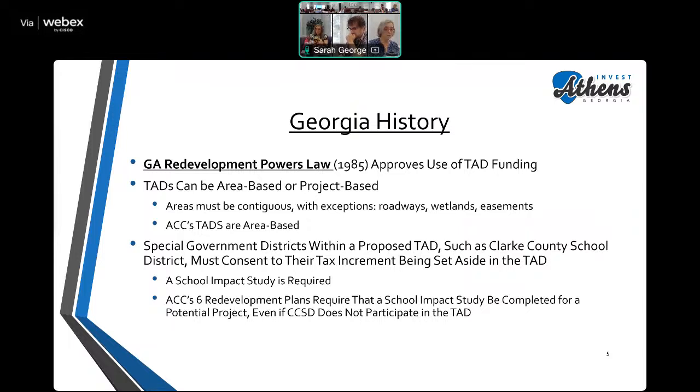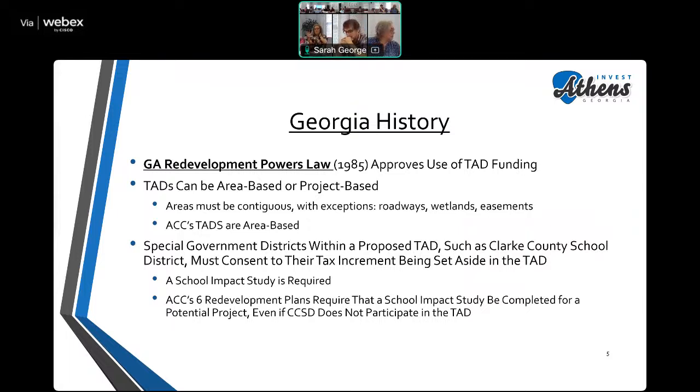The way the state code of Georgia reads related to the Georgia Redevelopment Powers Law, the process is similar for a project-based TAD versus an area-based TAD. Yeah, but it would be set with the project, not along a time zone, so it wouldn't be everything all at once, right? I'm just trying to understand that, because sometimes the mall one seems to me like a project one, but it's not really a project. It's within an area, right?